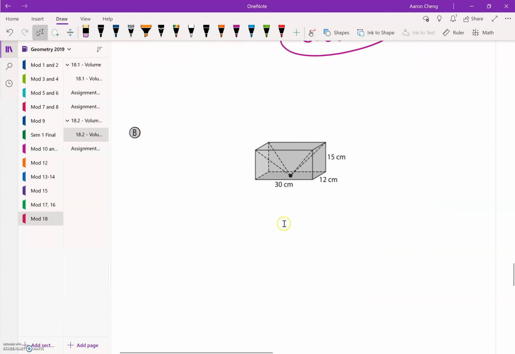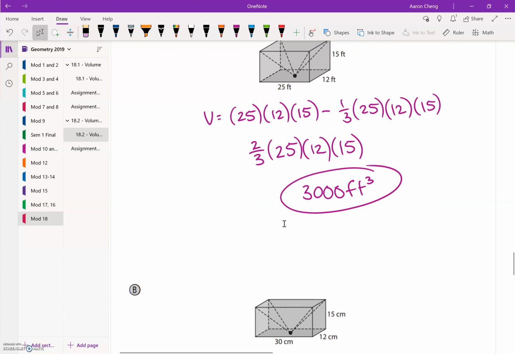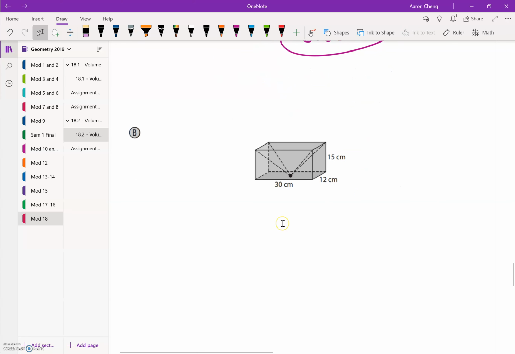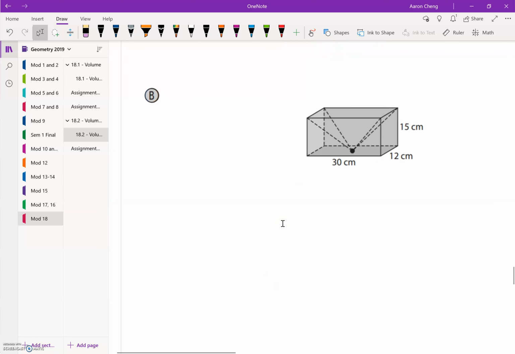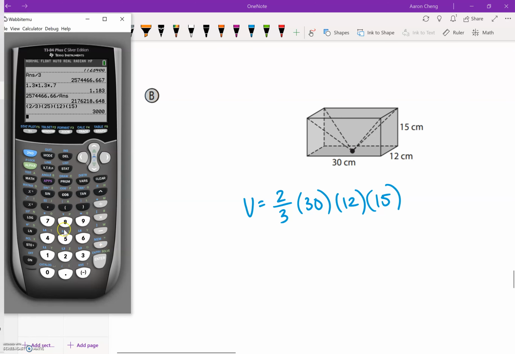Why don't you go ahead and pause the video to do this problem yourself. It looks exactly like the one that we just did above. So go ahead and try. All right, so I'm going to say the volume of this shape is going to be 2/3 of 30 times 12 times 15. So I'll type that up here.